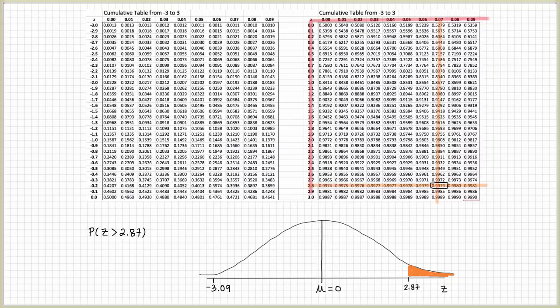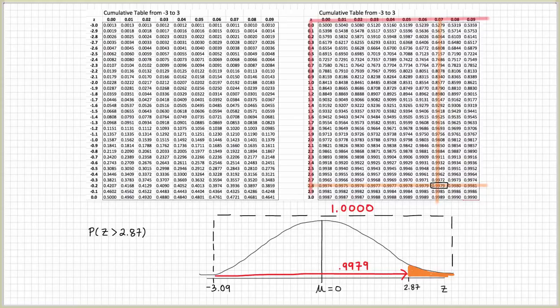0.9979. Do you think 0.9979 is the area of the orange? No, of course not. 0.9979 is the area from negative 3.09 all the way out to 2.87. So that doesn't give us the answer, but it's going to help us. So the orange spot, how are we going to calculate that? Well, it turns out that negative 3.09 all the way out is 1, of course, if we shade the whole thing.